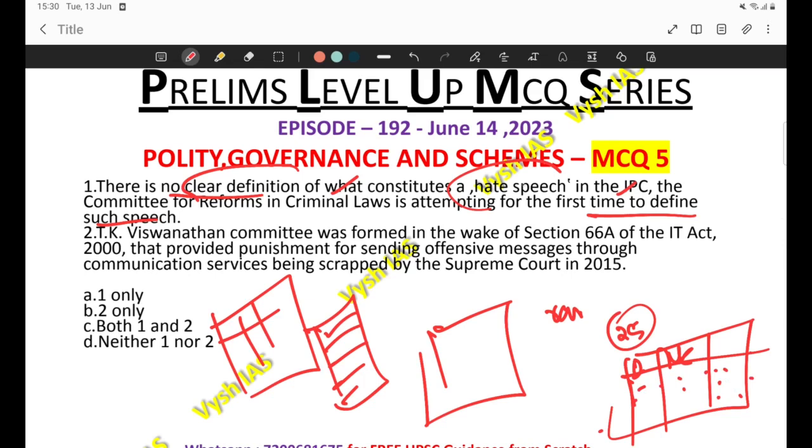So here hate speech is not defined. Then, the TK Viswanathan committee was formed in the wake of Section 66A of the Information Technology Act, which provided punishment for sending offensive messages through communication services, being scrapped by the Supreme Court. Yes, this is actually a correct statement. The TK Viswanathan committee is associated with this only, the IT Act. So this is also a fact. Both statements are correct, so both 1 and 2 is the correct answer.